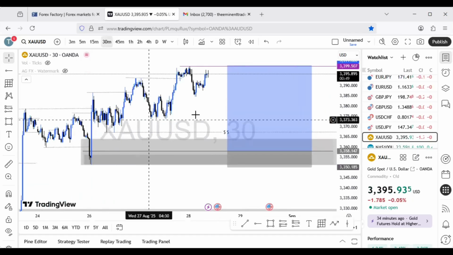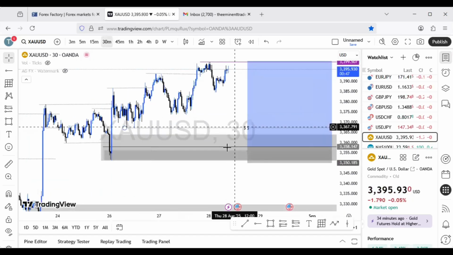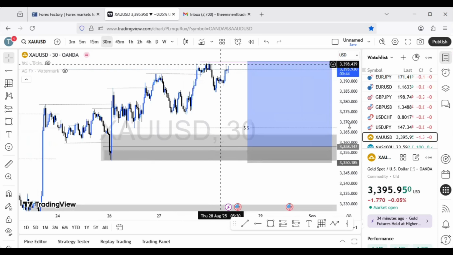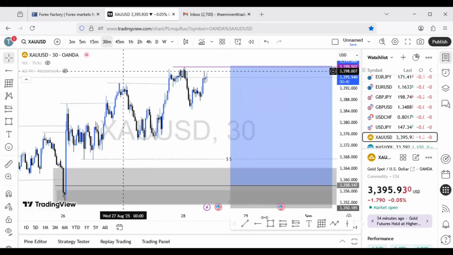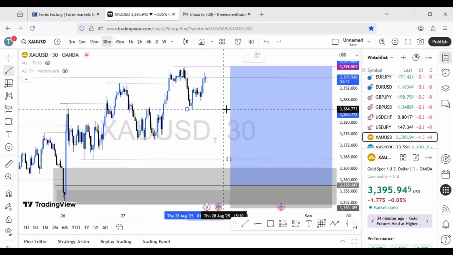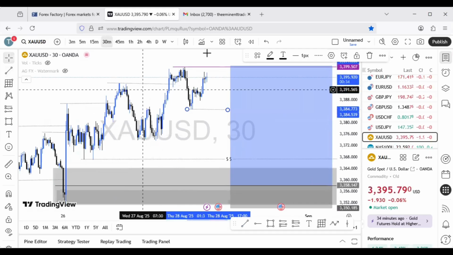It aligns with everything. I'll be patiently waiting for the buy, or at least if I see a sell vibe on the lower time frame, but I'm not really seeing it yet. It hasn't created any break or shift.